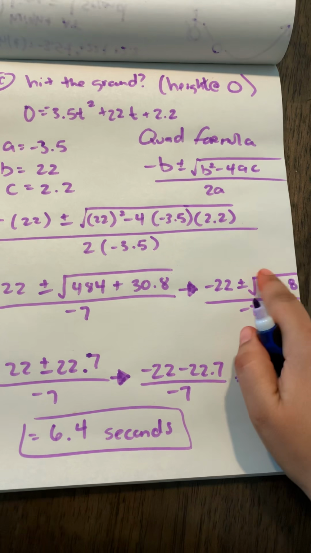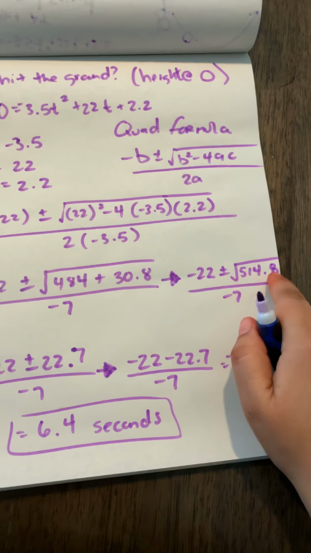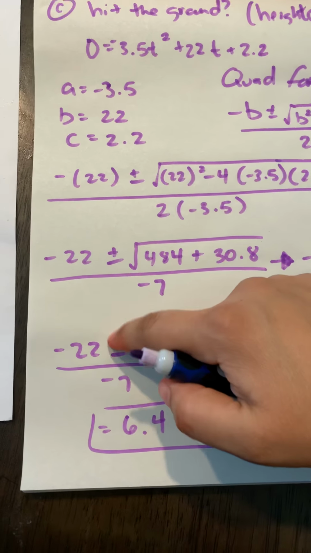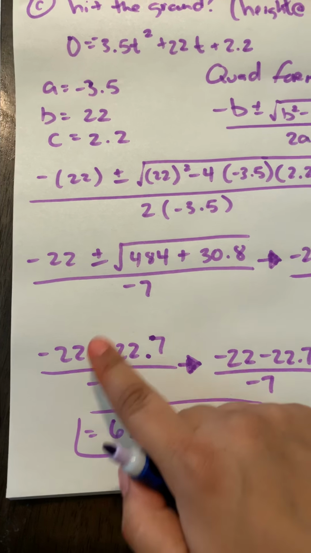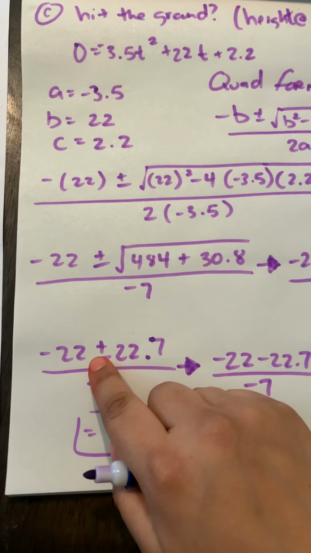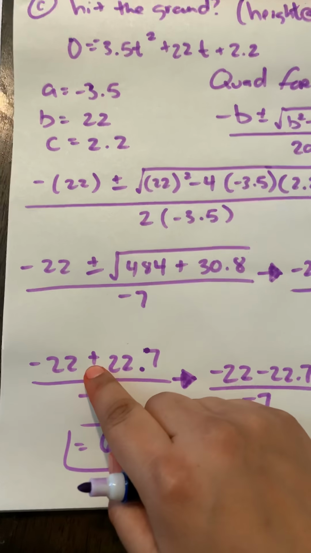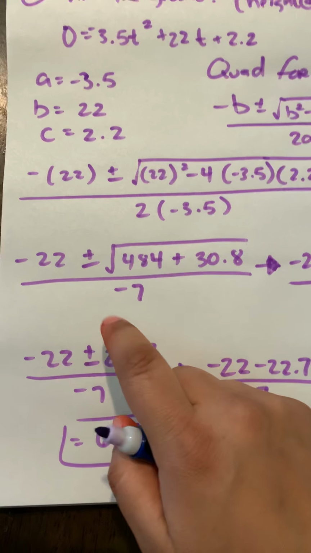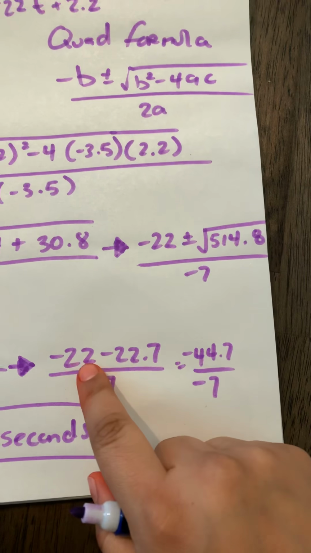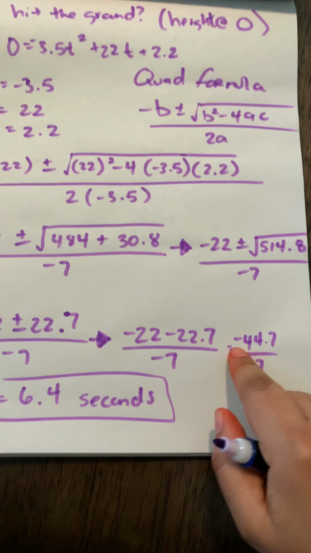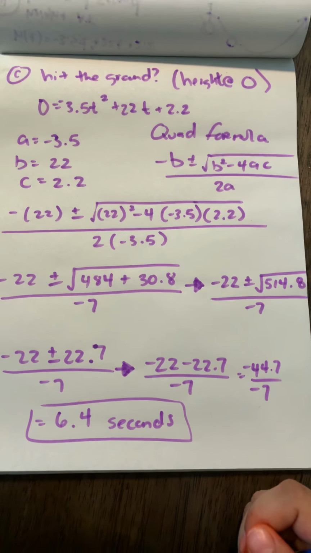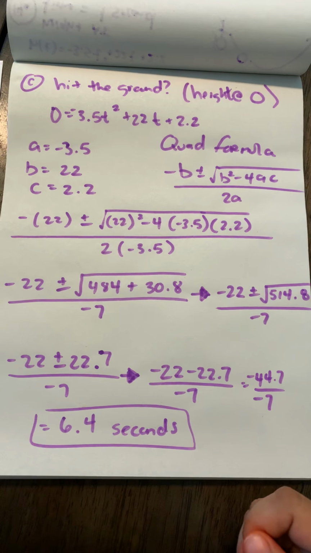I just stuck this right into the calculator, this part. So the square root of 514.8 is 22.7. Now once again, I have to choose, am I going to use the plus or the minus? If the bottom is already a negative, it has to be a negative over a negative if the answer is going to come out to be a positive. So if I chose plus, negative 22 plus 22.7, that would have given me a positive answer on top. So I can't use plus, so that means I'm going to use the minus. So negative 22 minus 22.7 divided by negative 7, and I got 6.4 seconds. So there's the work on this one. You can pause it, rewind it, whatever you'd like.